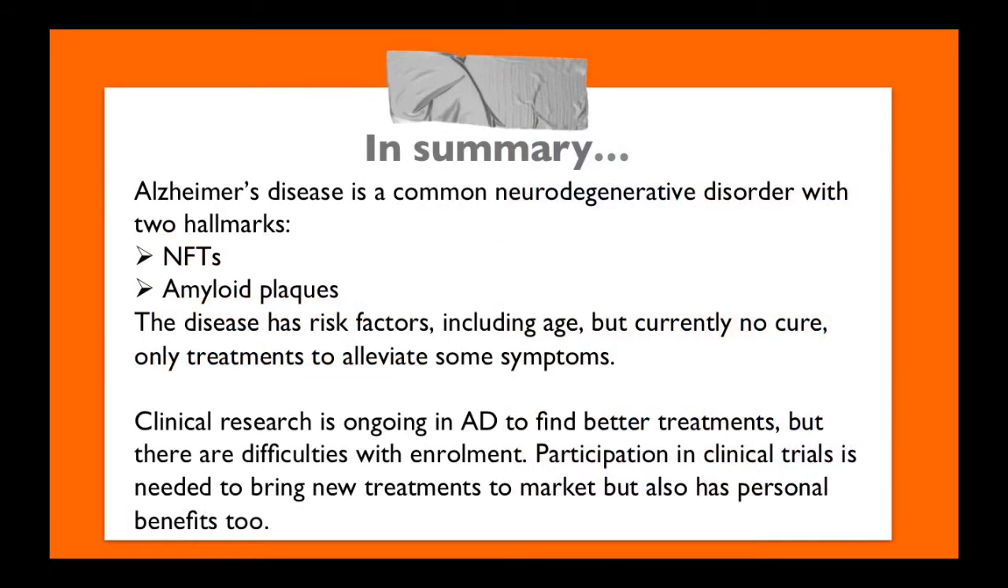In summary, Alzheimer's disease is a neurodegenerative disorder with two hallmarks, NFTs and amyloid plaques. It has risk factors including age, but sadly no cure. Clinical research is ongoing in AD to find better treatments, but there are difficulties with enrolment. Participation in clinical trials is needed to bring new treatments to market, but also has personal benefits too.